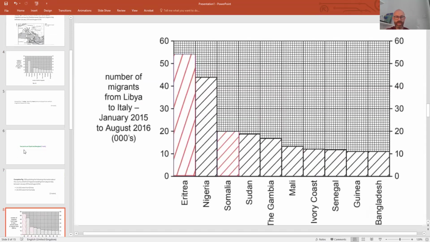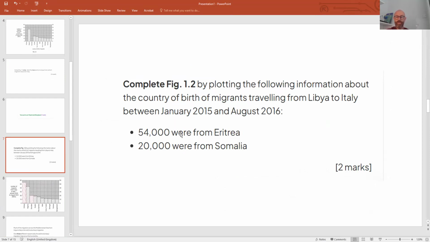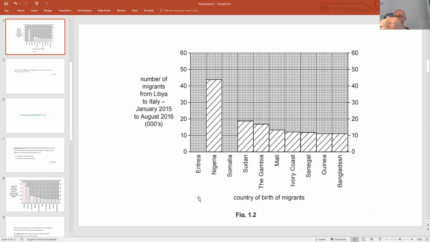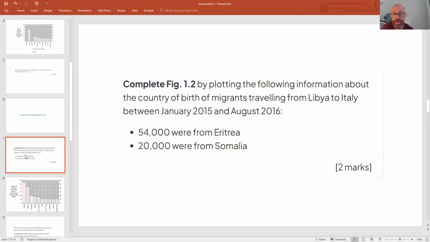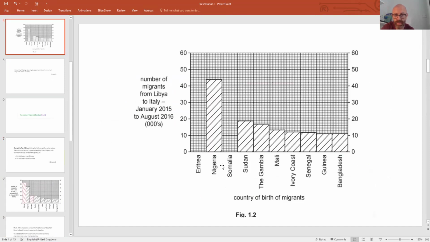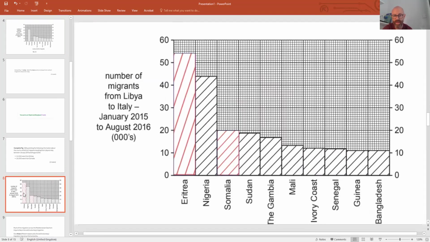You follow what is there. Now let's look at the data. From Eritrea, it's 54,000. You will be drawing this on the piece of paper. So for Eritrea, we're up to 50, 1, 2, 3, 4. A line across with the ruler, down, crosshatch going up to the right. For Somalia, it's 20,000. So again, that's a nice easy one. We go across the main line, crosshatch in the same. Keep it the same as what's there. That's really easy. It looks like this.